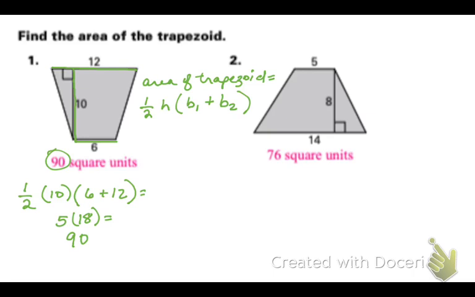This other one is also pretty easy. We have 1/2. We have the height is 8. I have my two bases, 14 plus 5. Doesn't matter what order you add those in. That's going to be equal to 4 times 19 equals 76. And there we go. So those guys are pretty easy. They're just a little review of a trapezoid.